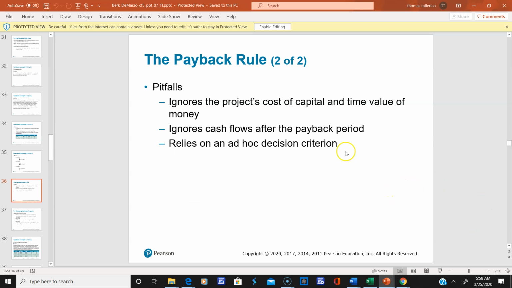And as I was saying, it completely ignores the cost of capital and the time value of money, and it ignores any cash flows after the payback period, which may be great, right? And as they say here, it's got an ad hoc decision criterion. It's very subjective.